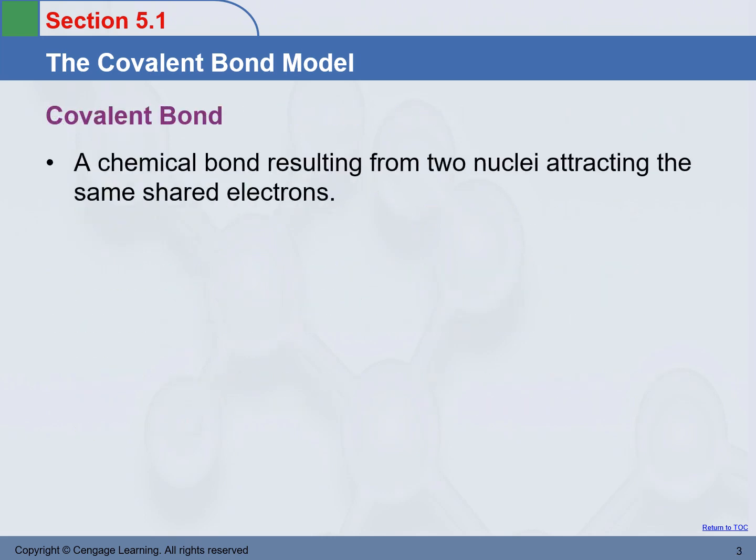Covalent bond is a chemical bond resulting from two nuclei attracting the same shared electrons. So there are some electrons that are shared between two atoms. The two positively charged nuclei are attracted to the shared electrons in between. By doing that, they're bonded together. Let's use hydrogen molecule to talk about the formation of a covalent bond.